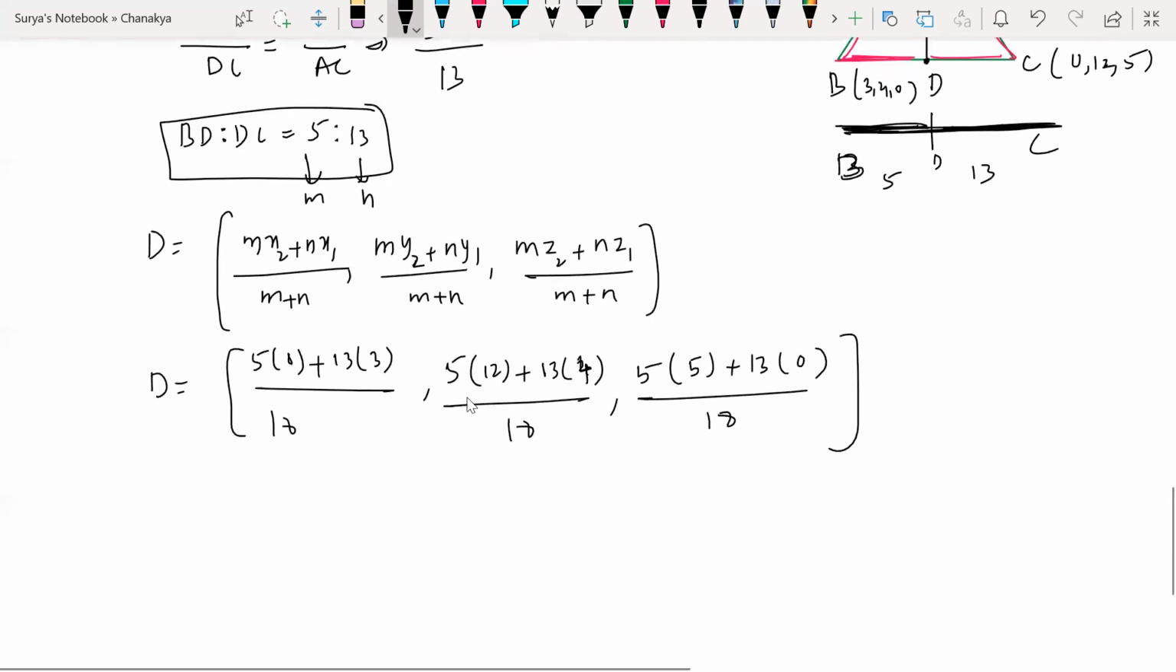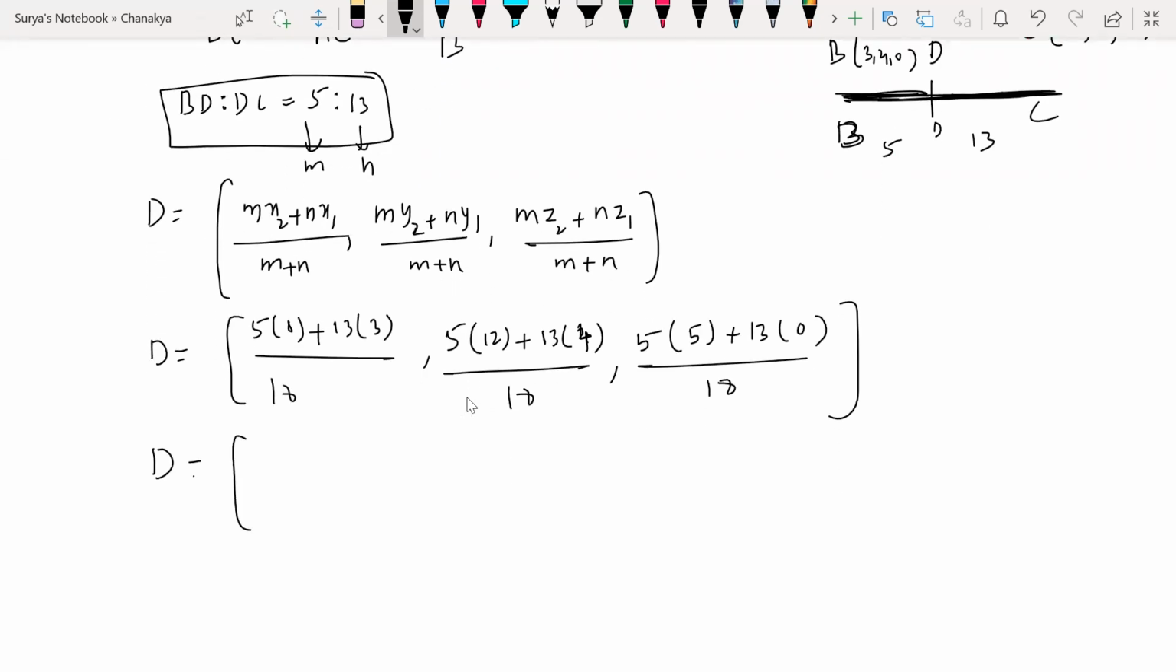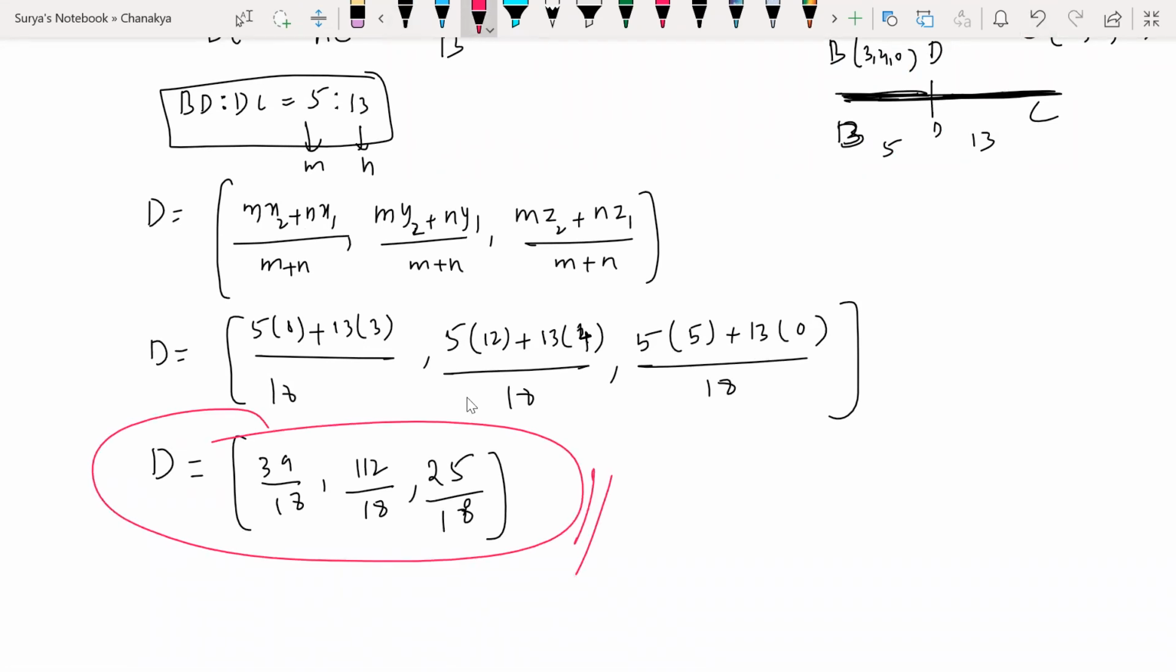So D is equal to 39 by 18, then 60 plus 52 gives 112 by 18, and 25 divided by 18. Understood? 112 by 18 is kind of divisible a little bit, but keep it as it is, no problem. No need to mind about that.